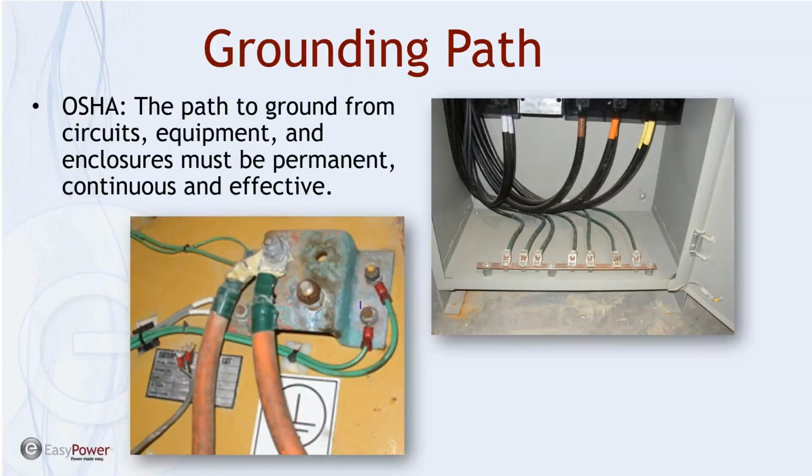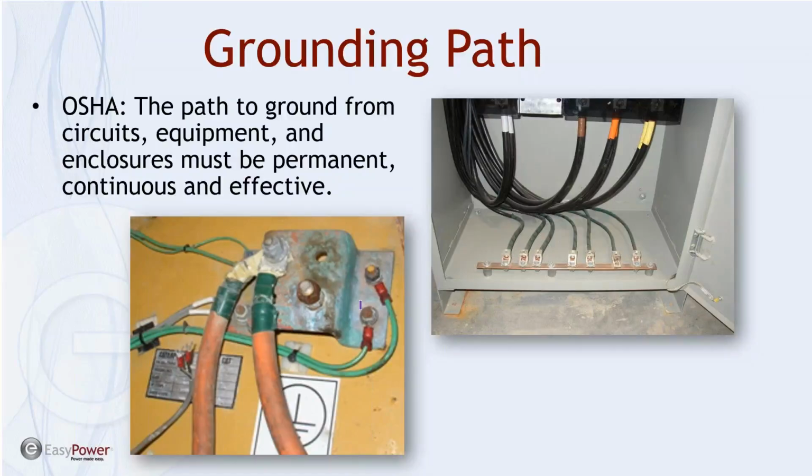This is an OSHA requirement. The path to ground from circuits, equipment, and enclosures must be permanent, continuous, and effective. So first off, you've got to have an alternate path for current to go, number one. And number two, you need to have a good reference to ground for your operating device or your protective device to operate for a ground trip situation. If your grounds, like on the left, you have some grounding wires that are connected to a bad piece of metal. It's a channel. It's not designed to be an electrical piece of equipment, and so it's corroded, and the resistance is going to be high. We want it to be less than 25 ohms, and realistically, we'd like to be even less than that to be effective.